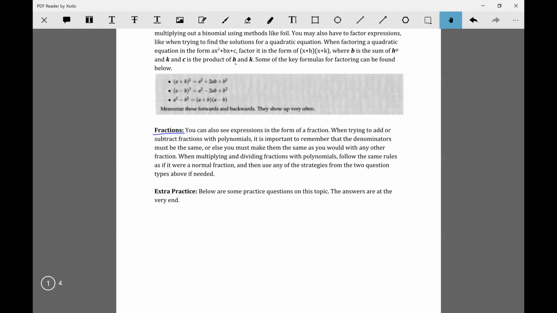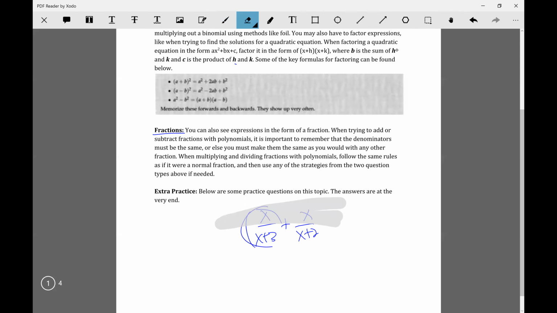So when you're trying to add or subtract them, make sure that the denominator is the same. So you can add x over x plus 3 plus x over x plus 2. You'd first have to make sure the denominator is the same. So how I would do that is I would just multiply x plus 2 to the top and bottom of this fraction. Sorry, let me just write this in here.